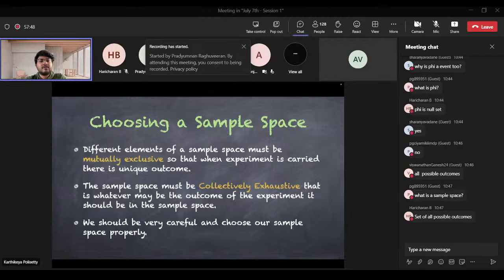We should be very careful and choose our sample space properly. Like we can't randomly choose whatever to be our sample space. We should choose it very carefully.